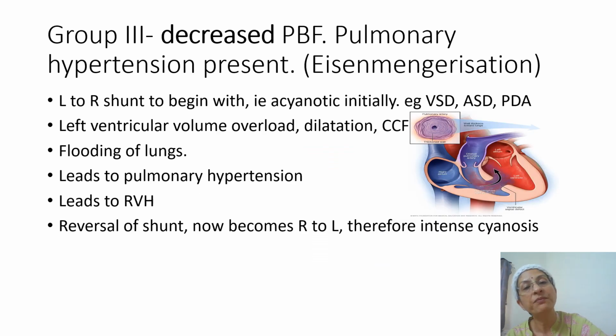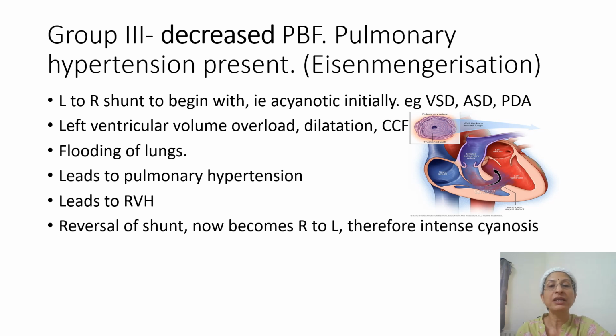In group 3, there will be decreased pulmonary blood flow along with pulmonary hypertension. So we will take a classic example of a ventricular septal defect, VSD, in which there is a left to right shunt in the ventricle to begin with. Therefore, it is acyanotic or there is no visible cyanosis.